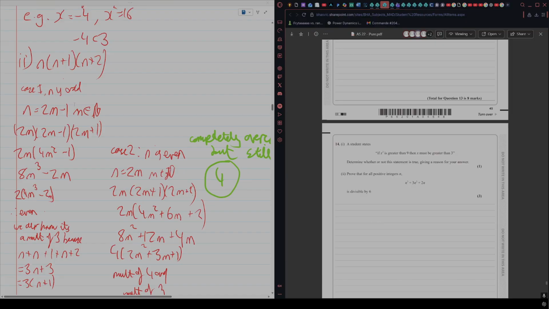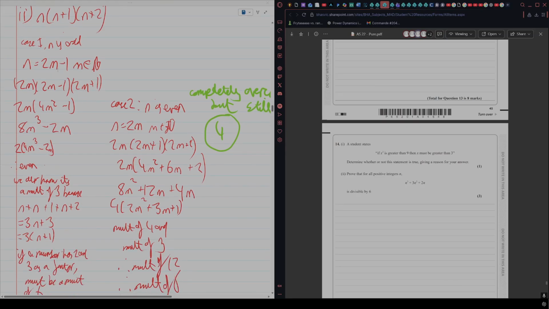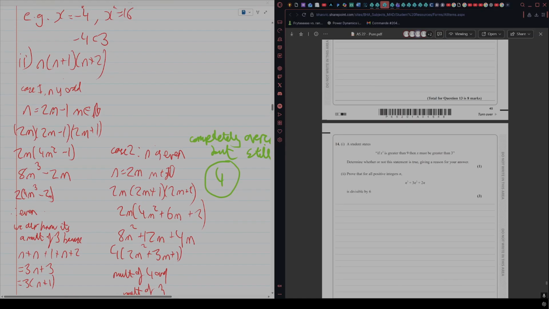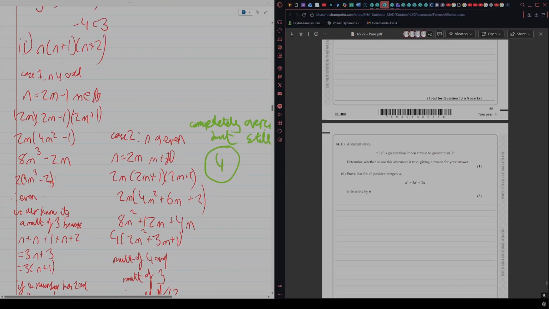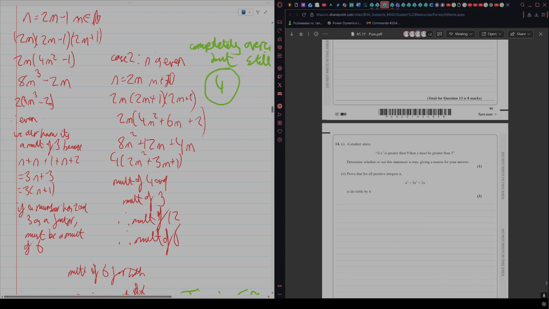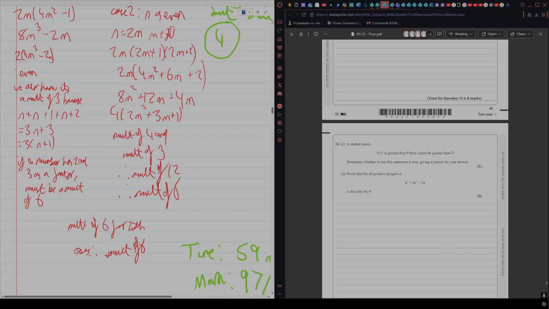I factorized this. I said if n is odd, then you create the separate variable here. I did 2m minus 1, not 2m plus 1, because otherwise it would be 2m plus 1, 2m plus 2, 2m plus 3, which takes way longer to expand. So it just becomes the difference of 2 squares, and then you get that it factorizes out. It's already a multiple of 3 because 3 consecutive numbers must be a multiple of 3, and we also know it's a multiple of 2, therefore it's a multiple of 6.